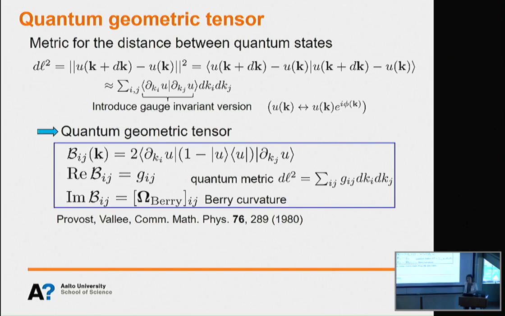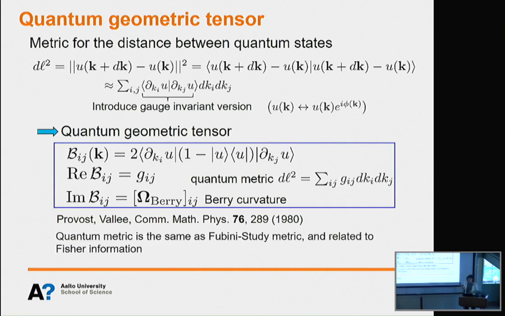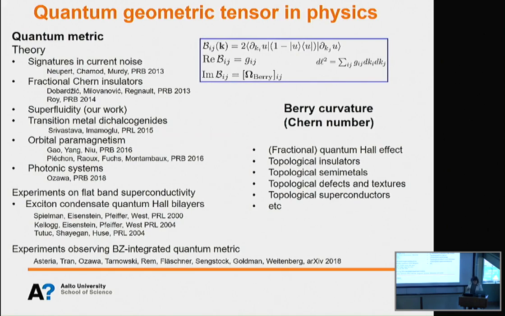And its real part is the quantum metric, which is really just describing what is the infinitesimal distance in this submanifold of your Hilbert space. And then the imaginary part is Berry curvature. So there was a connection to these things in this object. And this quantum metric in some other communities is called the Fubini-Study metric, and it's also related to Fisher information. It's not exactly the same, but related. And this quantum metric is only emerging in physics, I would say.